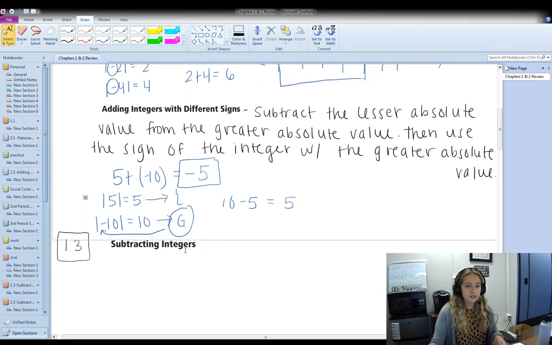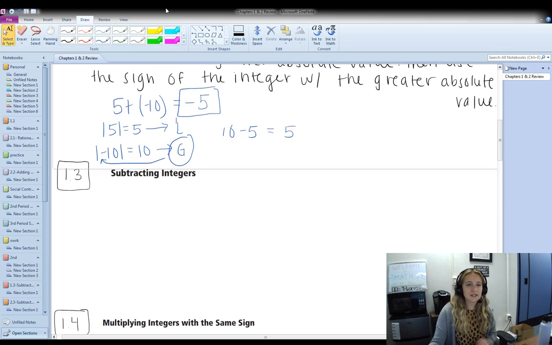Okie doke. Let's go down to 1.3, subtracting integers. The nice thing about subtracting integers is as long as you understand 1.2 adding integers, 1.3 subtracting integers is pretty much nothing new. So to subtract integers, all you got to do is add its opposite.